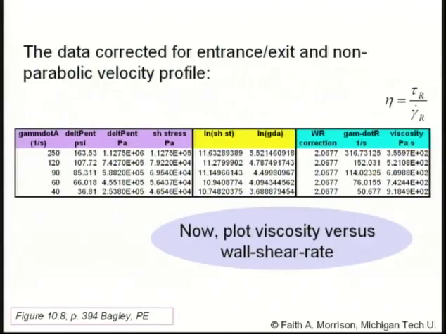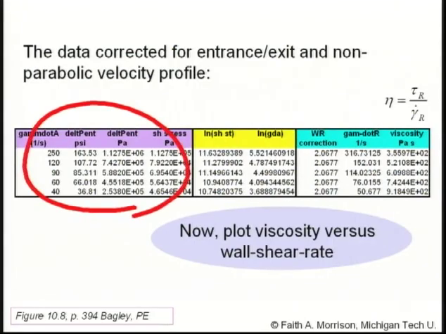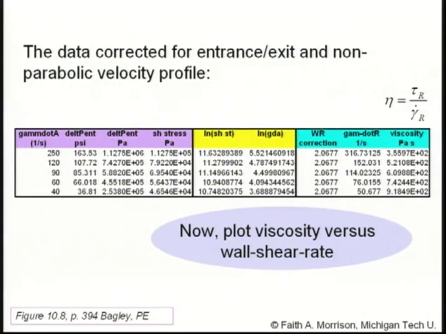So to apply the Weissenberg-Rubinowitz correction, here's the old data. Here's natural log shear stress, so the natural log of that column, the natural log of gamma dot apparent. Take the slope. There it is. I wrote the same correction for every data point. And then gamma dot r is this number plus 3 divided by 4. Okay? So the Weissenberg-Rubinowitz correction is then applied to gamma dot A, and we get the true shear rate at the wall. Yes, the true shear rate at the wall.